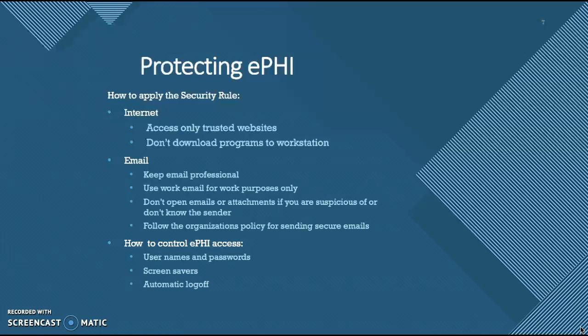How to control electronic personal health information access. Electronic personal health information should be controlled by having usernames and passwords in place for all users. Another control would be to have screensavers or automatic log off while the computer is idle after a certain time.